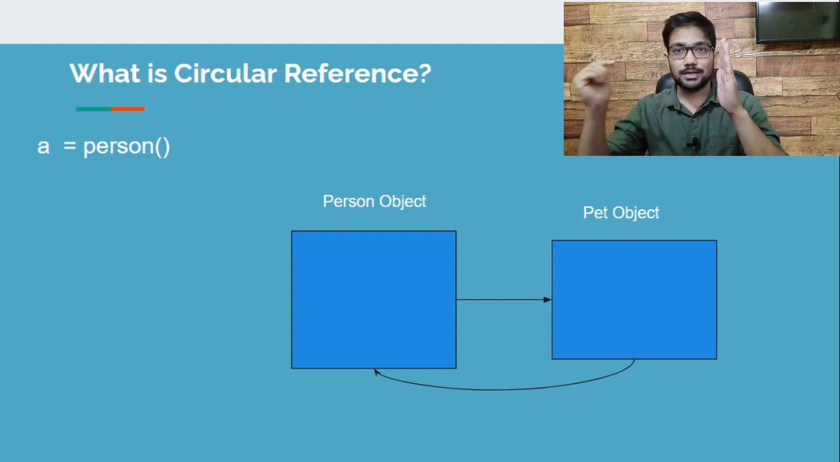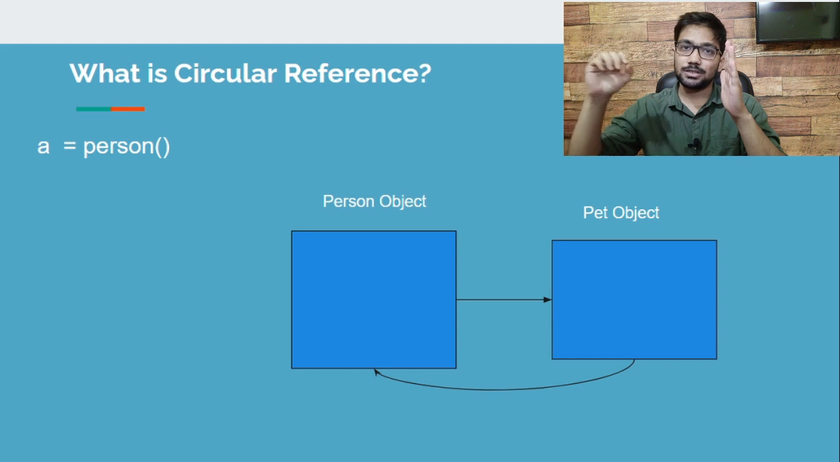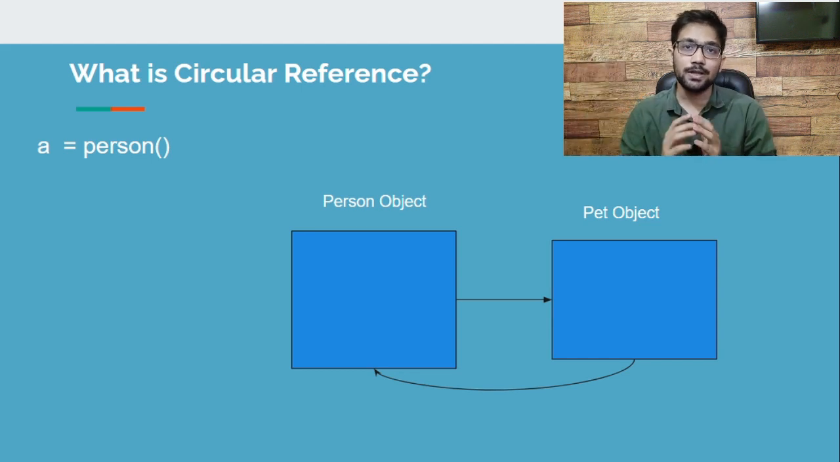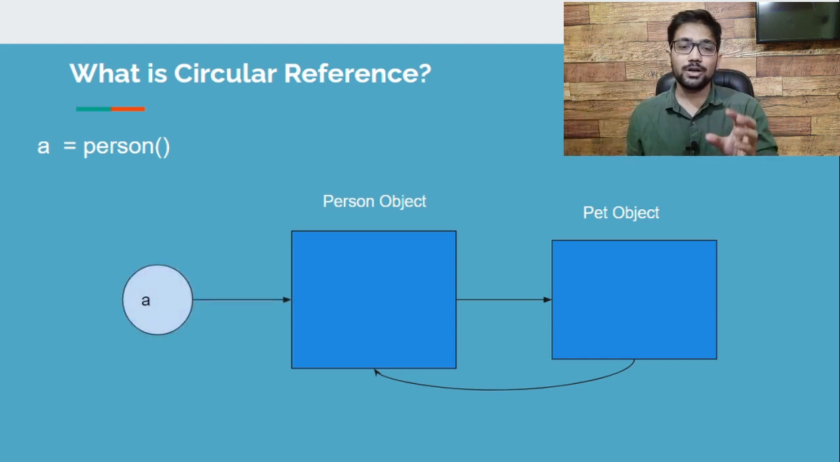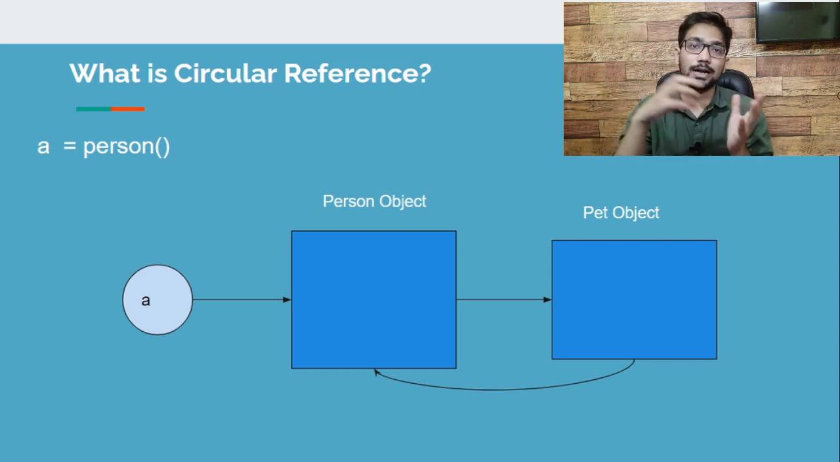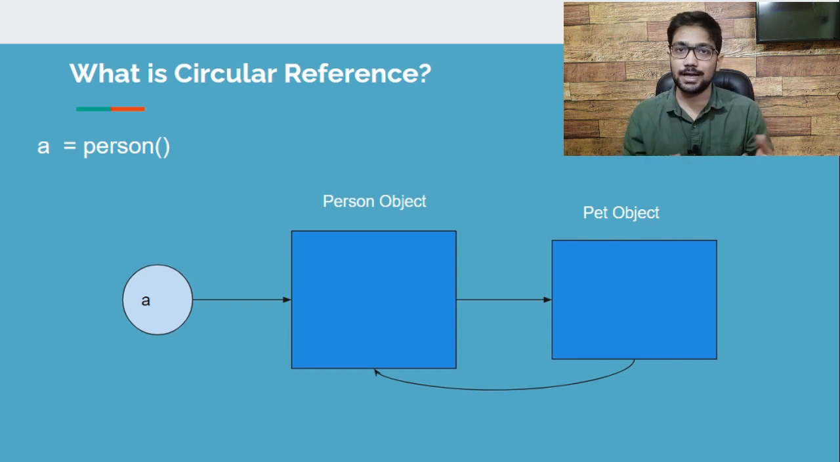The person object is connecting to the pet object, and the same pet object is connecting back to the person object. Now when we are doing a equals person, what we are doing is creating a variable called a, and that a contains a reference to that person object. It does not contain the person object, as I mentioned in the previous video on how variables work in Python. The variable does not contain the value, it contains a reference to that object.